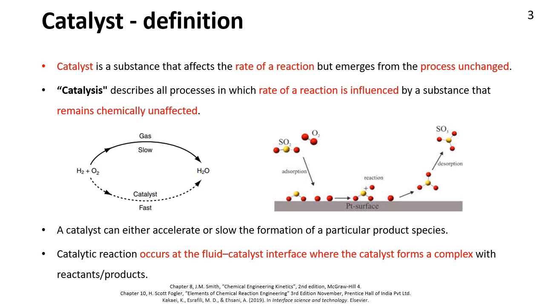So catalysis usually occurs at the fluid-catalyst interface, where the catalyst can form a complex with the reactants and products. Like this case where we are oxidizing SO2 to form SO3. So now SO2 and O2 are reacting on the platinum surface, and they're forming this complex, and then they're dissolving and giving your product.